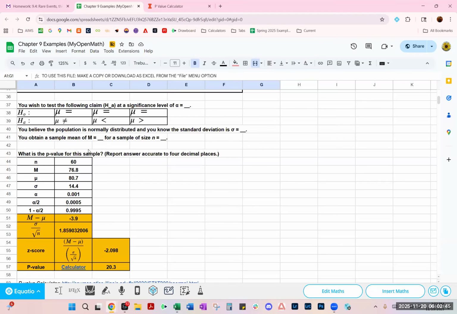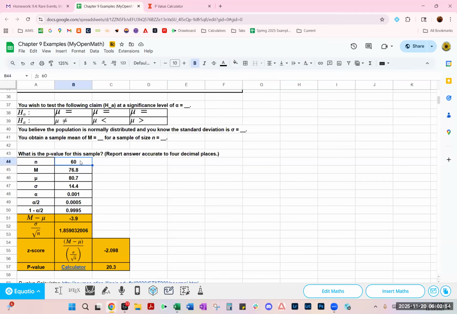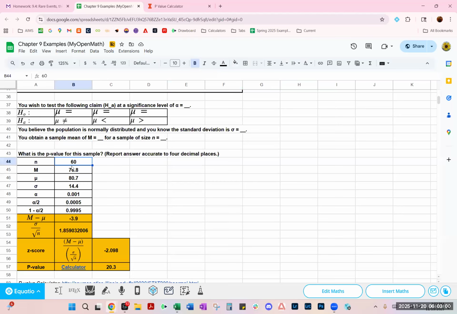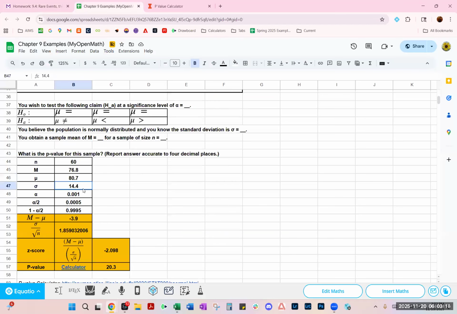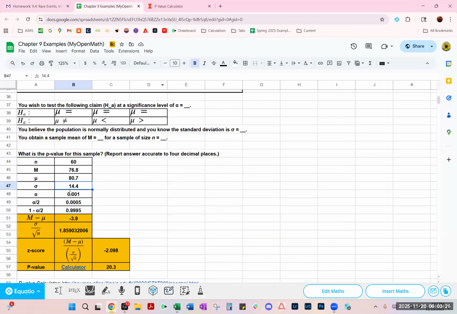And then of course, you need to fill in all of your information. You will see in the problem, they are telling us the sample size is 60. So n equals 60. I've gone ahead and entered that in my spreadsheet. We have m equals, which is the sample mean, 76.8. So we've got the 76.8 for our sample mean. Of course, in the null hypothesis, we are given that mu is 80.7, so we've got 80.7 in our spreadsheet. The standard deviation is given to us as 14.4, so of course, we've got that for our sigma value, 14.4. And then your alpha, the level of significance, was given as 0.01. So I've got that in there.